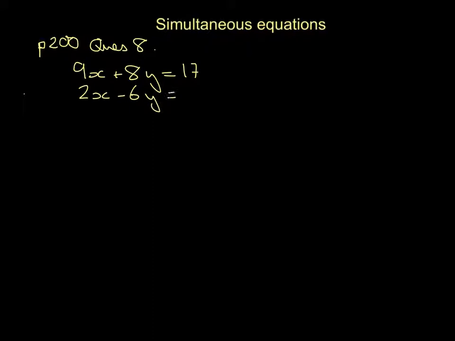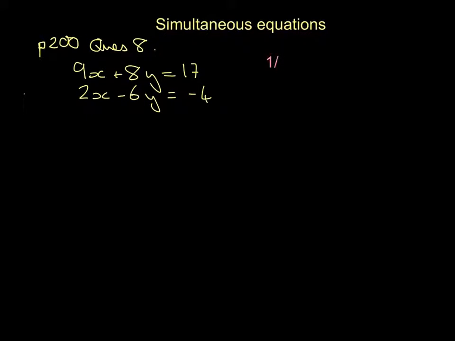Year 9 simultaneous equations. A number of you were a bit worried about doing the homework on simultaneous equations, so I thought I'd go through a couple of questions, hopefully to give you a point in the right direction or a starting point. So if we look at the first question, and this is on page 200, question 8. That's where I'm starting. I have 9x plus 8y equals 17, and I have 2x minus 6y equals minus 4.